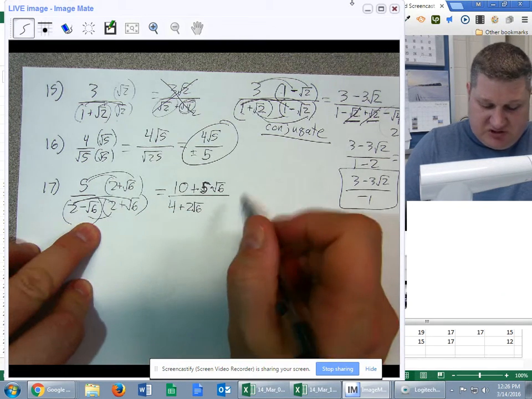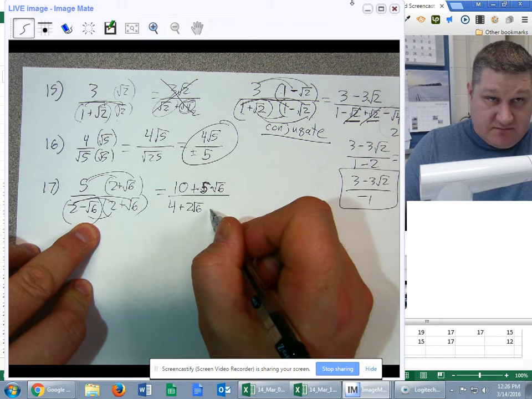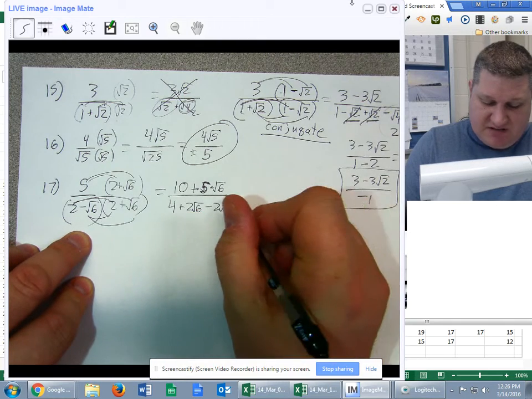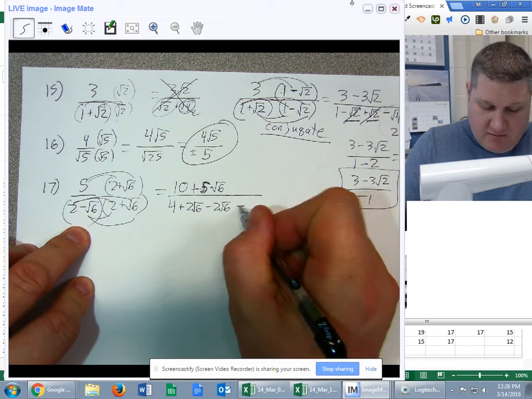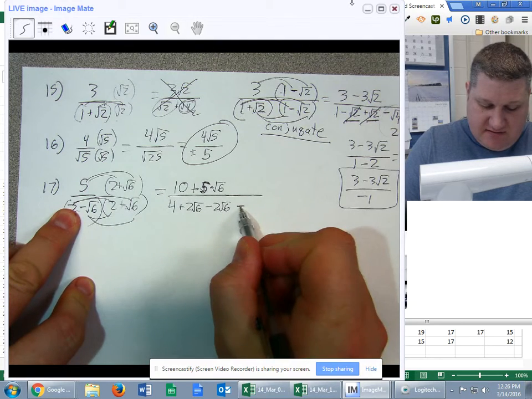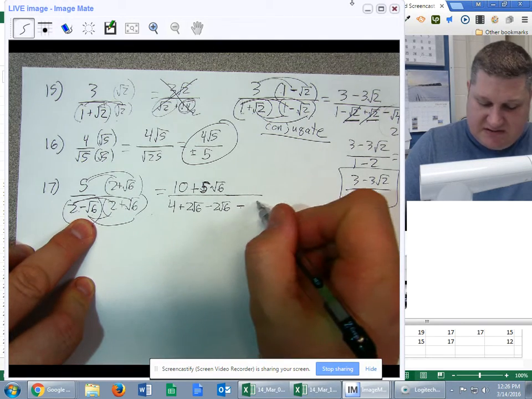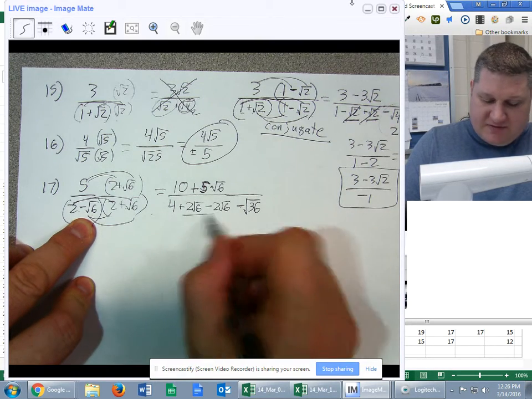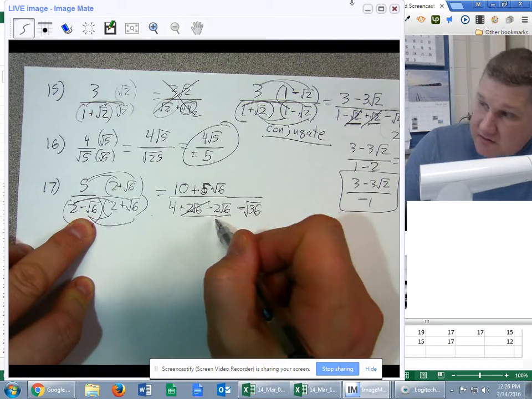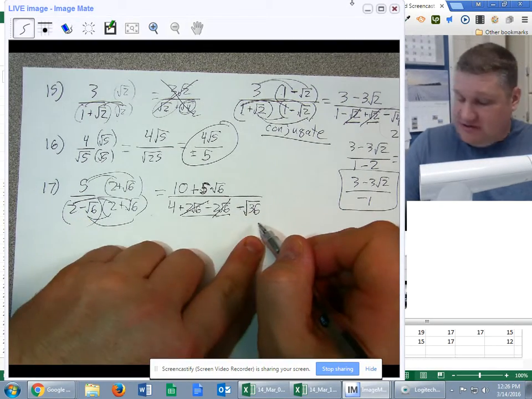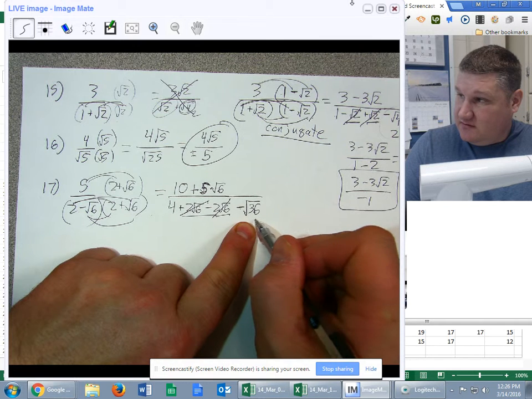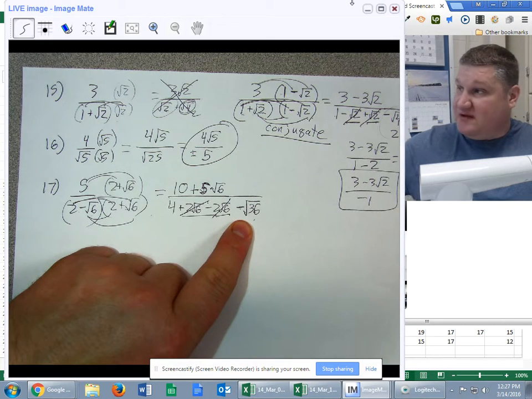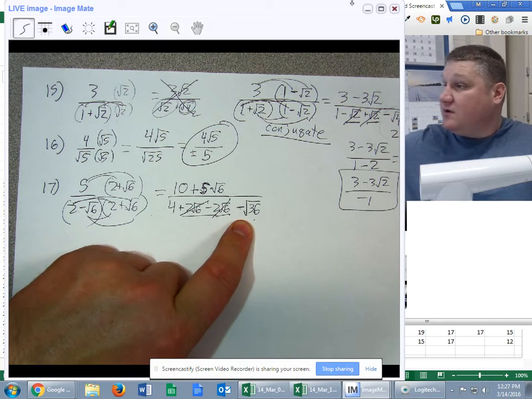2 times negative root 6. What's 2 times negative root 6? Good. And what is negative root 6 times positive root 6? Well, positive and negative makes it negative. Root 6 times root 6 is root 36. What happens to the 2 middle pieces? Good. And what happens to root 36? Close. You're so close. Not root anymore because you did the root. It'd just be regular old 6.